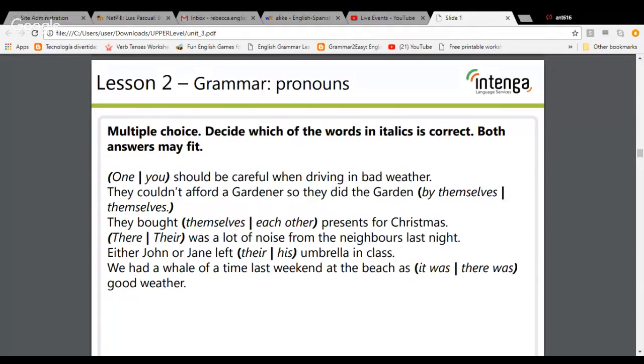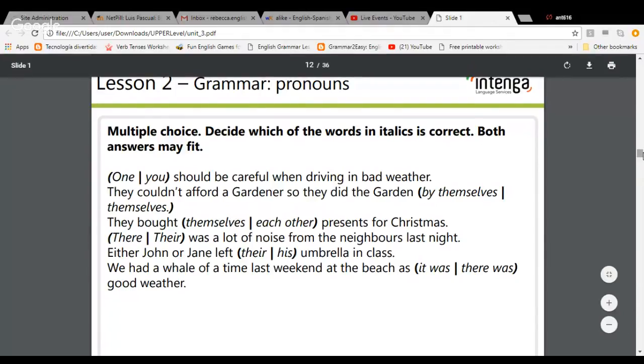Girl. But that's a problem, what I said at the beginning of the class. One's umbrella is better. That's not common. Well, I'm actually going to burst your bubble on this one and say it's their. Either John or Jane left their umbrella in class. We can't use his because we have both a female and male.